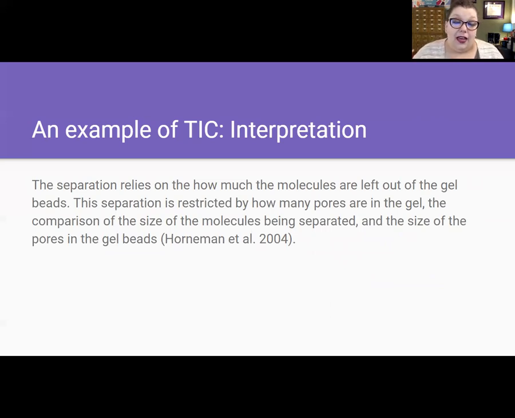So, this paragraph is an example of the interpretation, but rewritten in paragraph form. So let's read it. The separation relies on how much the molecules are left out of the gel beads. This separation is restricted by how many pores are in the gel, the comparison of the size of the molecules being separated, and the size of the pores in the gel beads. And then, of course, there's a citation at the end. This is an in-text citation and not an end-source citation. End-source citations go at the end of the paper in the bibliography section.